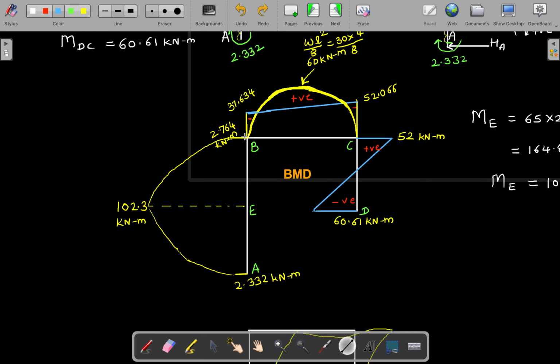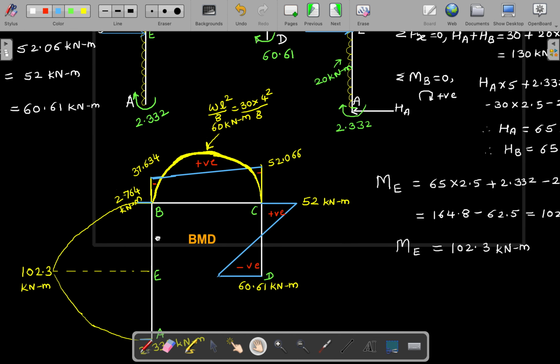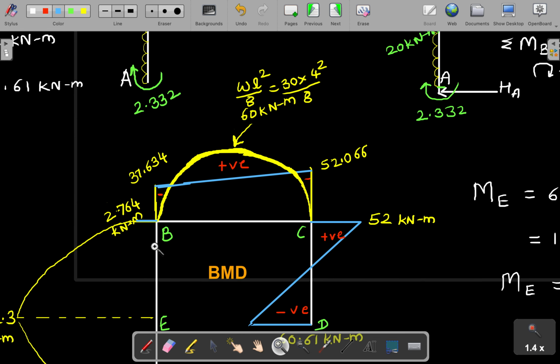And then there is a UDL. Because of UDL there will be a parabola. So from here to here it is a curve, a parabola. This is one part of the diagram. Then coming to the next part, BC. For BC the final end moments are 37.634 and here 52.006. So draw those, join the line, and also draw a parabola because of UDL.